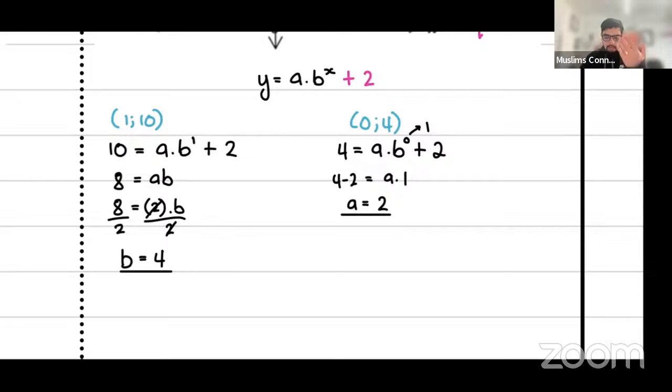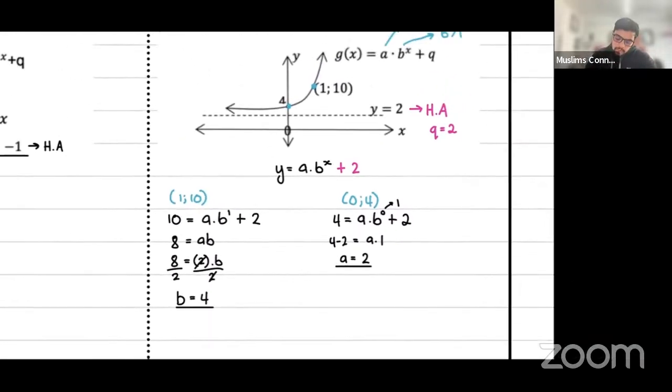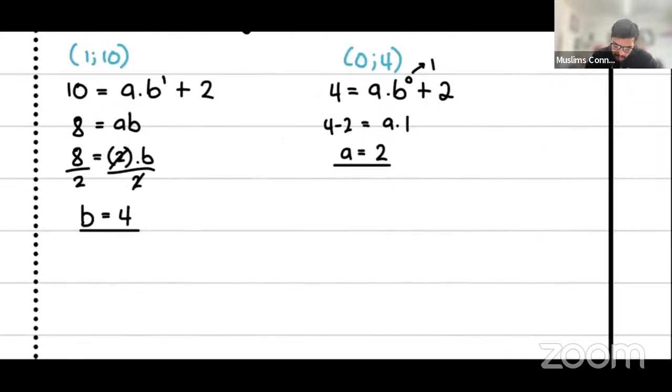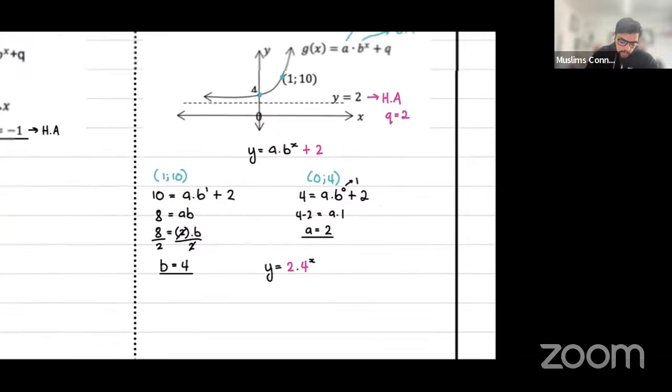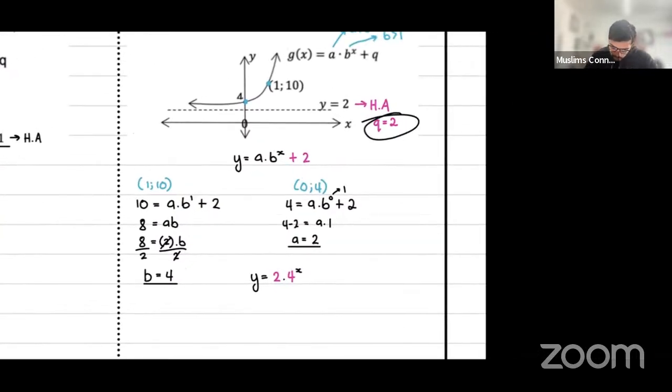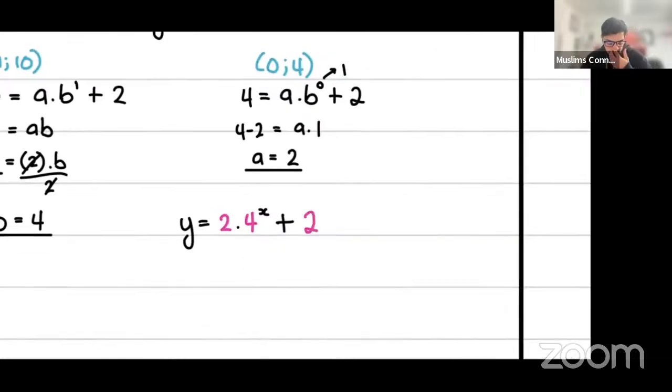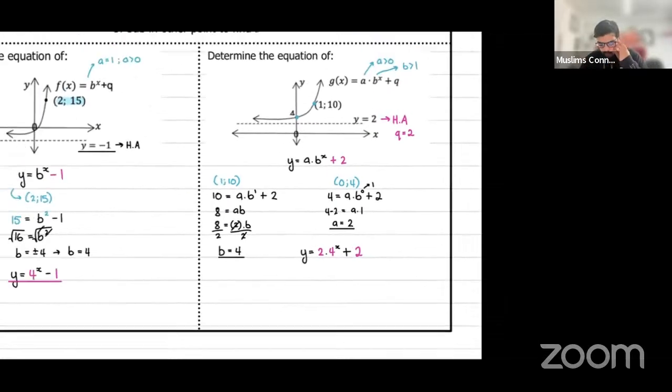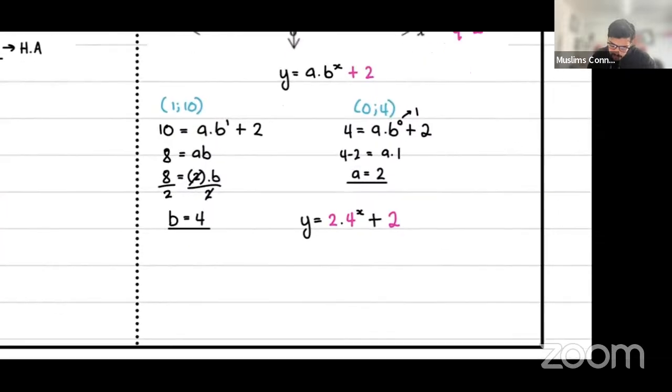Two unknowns, that's why they gave us two equations. So I know my formula. It's y is equal to 2 times 4 to the power of x, and q we got from the graph, so plus 2. Cool, that is the equation of this exponential function.